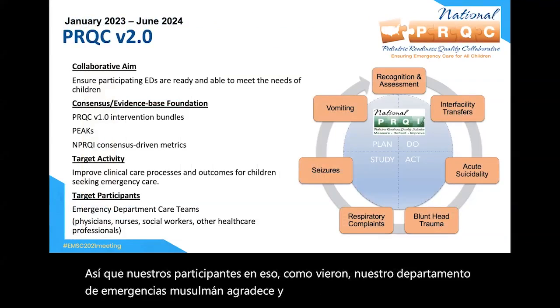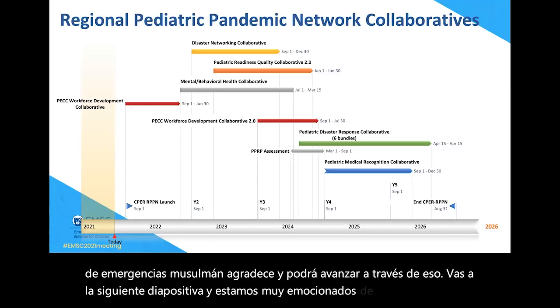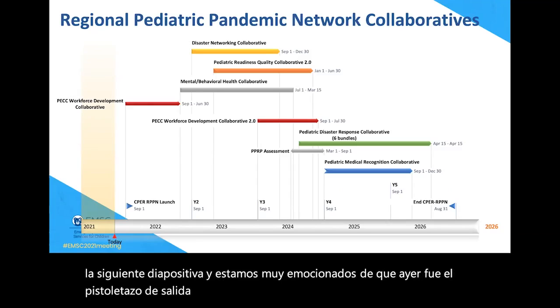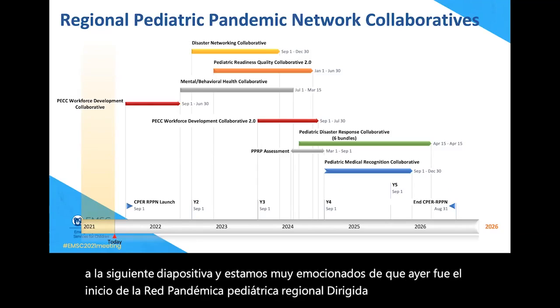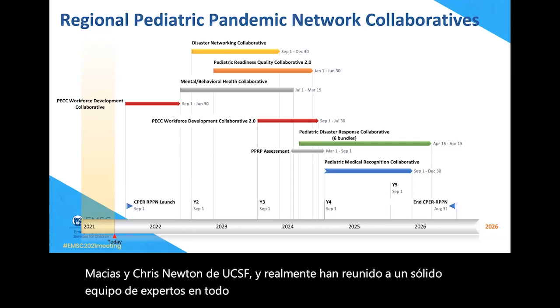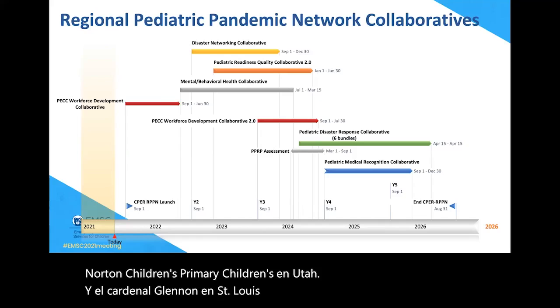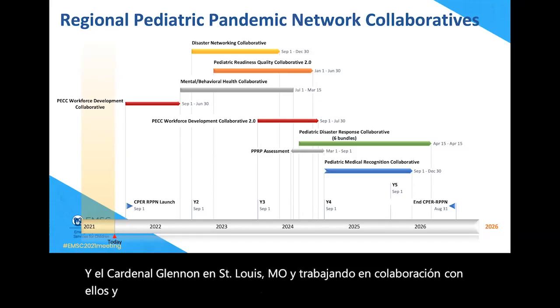If you go to the next slide, we're so excited that yesterday was the kickoff of the Regional Pediatric Pandemic Network, co-led by Charles Macias and Chris Newton out of UCSF. And they have just really brought together a robust team of experts across the country, 5 children's hospitals, including Norton Children's, Primary Children's in Utah, and Cardinal Glennon in St. Louis, Missouri, and collaboratively working with them and the EIIC and the Disaster Centers of Excellence. We're looking forward to kicking off a number of other quality collaboratives.